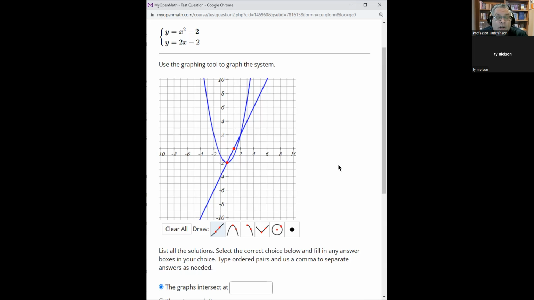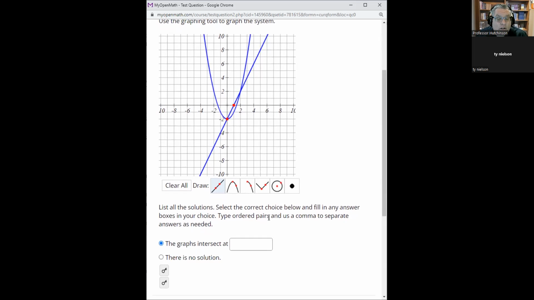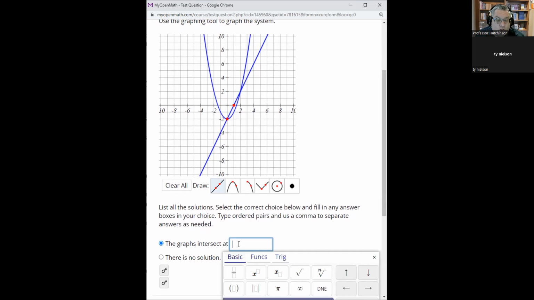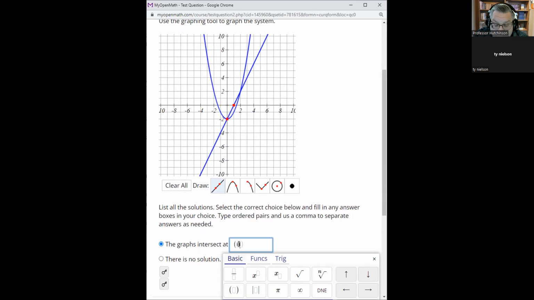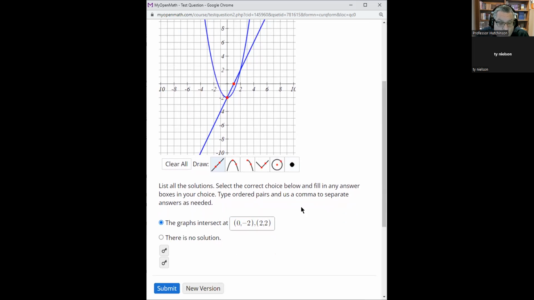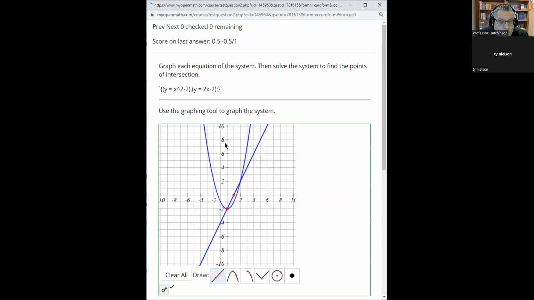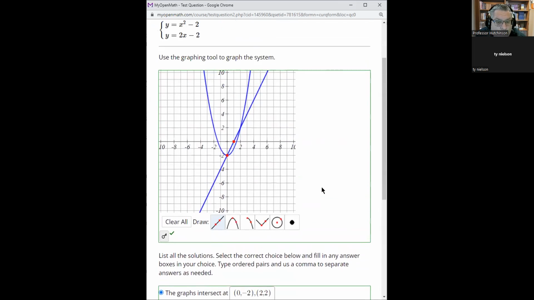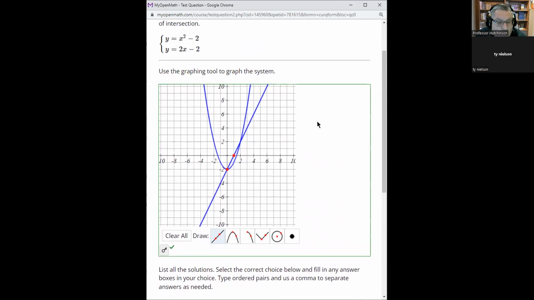We're going to read off the graph. The points intersect. And because there's two points of intersection here, you have to separate those with a comma. So I'm going to do 0, -2. And then I also have 2, 2 is where it intersects. So it intersects there. And so that would be the two places, 0, -2 and 2, 2. And so then everything is correct. So that's where it intersects.